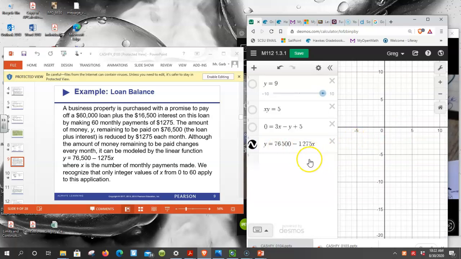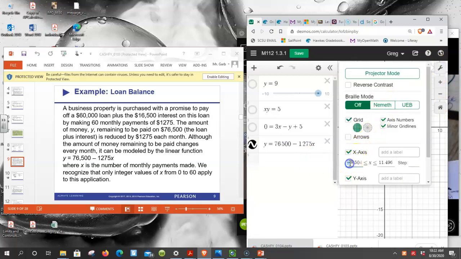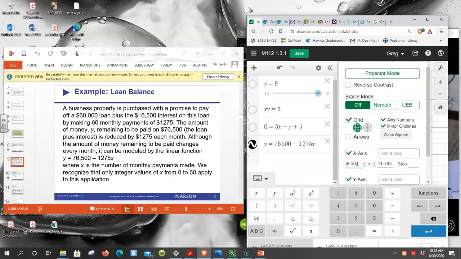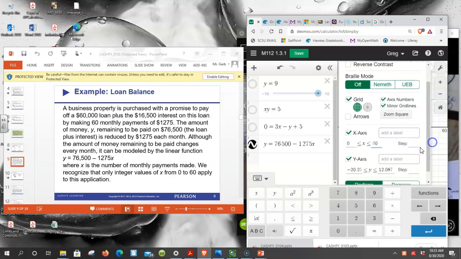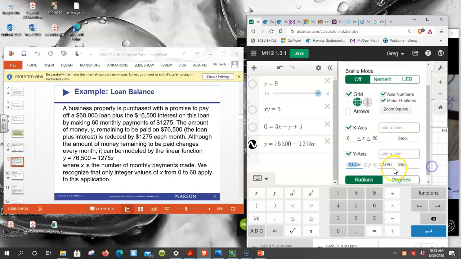So now we have to set the window, right? x is the number of payments made. Since there are 60 payments, we're going to set x from 0 to 60, because that's where payments are being made. Now y stands for the amount left, the balance left. The balance can't go any higher than 76.5, but it could go up to there.